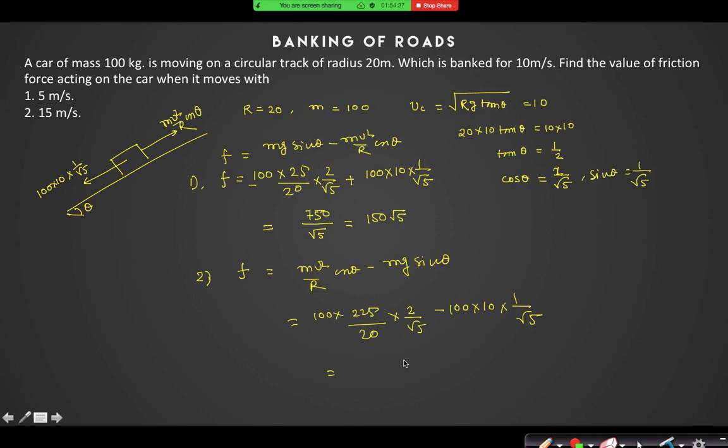So how much will it be? 2250 minus 1000. So it is 1250 by root 5, right? So I think it is 250 root 5. Is this the answer we have got? Yes, sir. So in that way we can solve this type of questions. Banking of road, a very easy concept. If you remember that concept, I am very sure you will be able to solve any question on this particular concept.